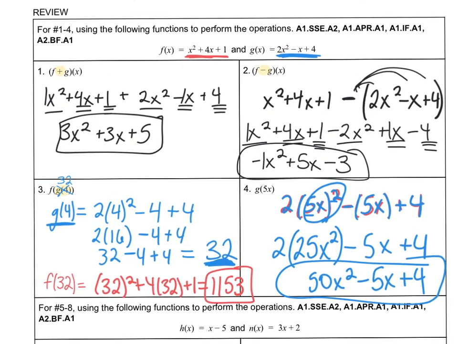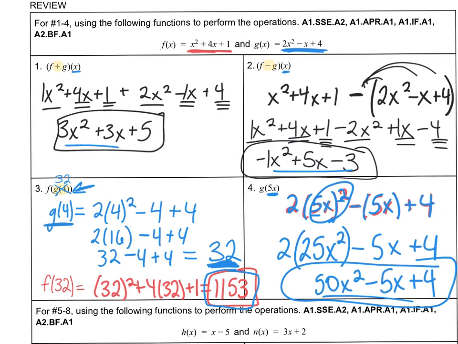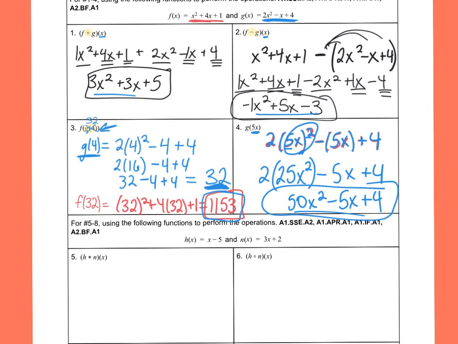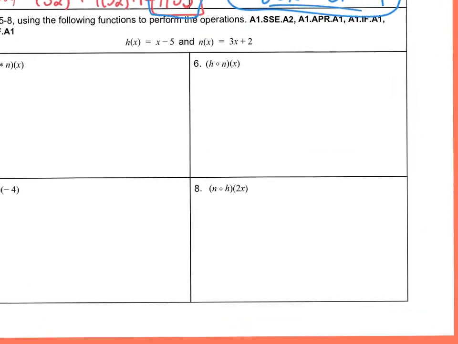Another little key piece of advice is, for instance, on 1 and 2, we had f plus g of x and f minus g of x. Do you notice how all of our answers had x's in them? But then on 3, we didn't have any x's in the problem, so we just had a numerical answer with no x's in it. Then on 4, we had g of 5x, so we had x's in our answer. So if there's no x's in the problem, there's not going to be an x in your answer, if that makes sense. Okay? Moving right along.